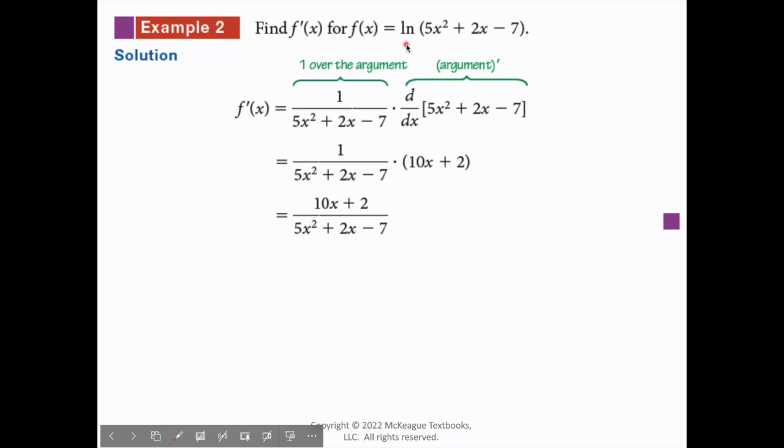So the derivative of this function here, natural log of 5x squared plus 2x minus 7, is going to be 1 over the inner function times the derivative of the inner function. Now, when I take the derivative of this, I get 10x plus 2, and when we multiply, I get 10x plus 2 over 5x squared plus 2x minus 7.